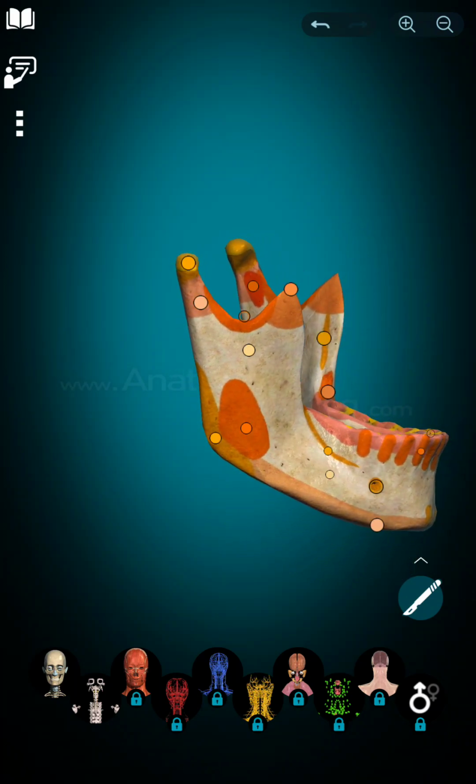What is about the lateral surface? It is the flat surface, and it bears a number of oblique lines. What is an oblique line? It is a sharp projection of the anterior border of the ramus of the mandible. Clear? Now we are going to study about the medial surface.